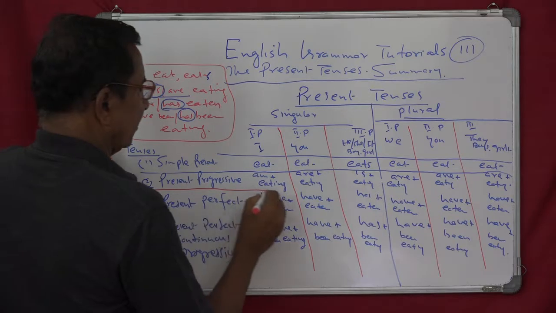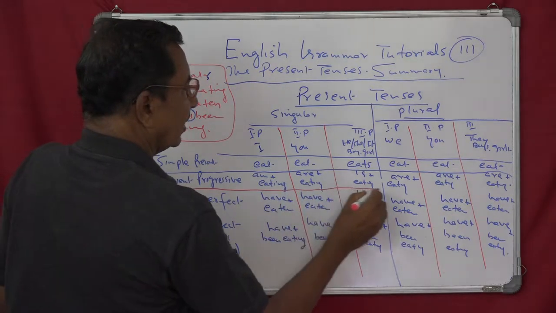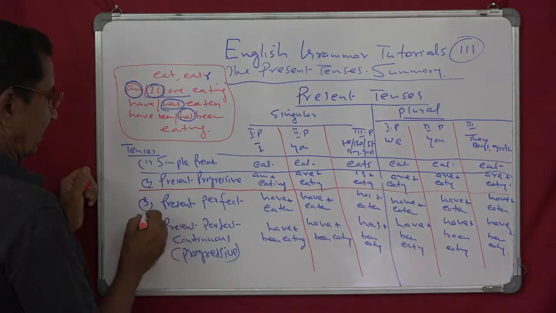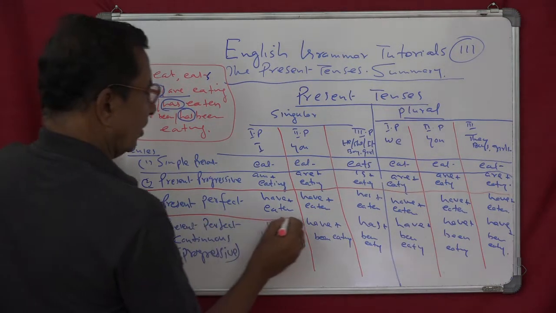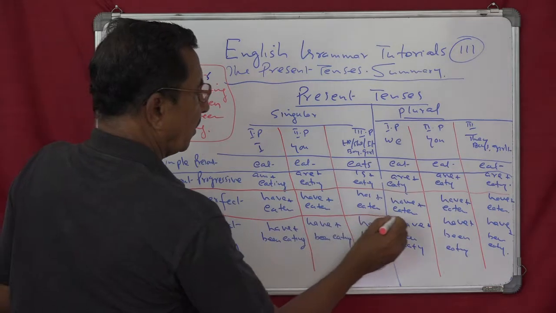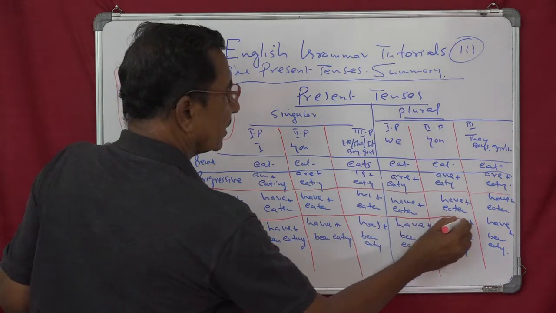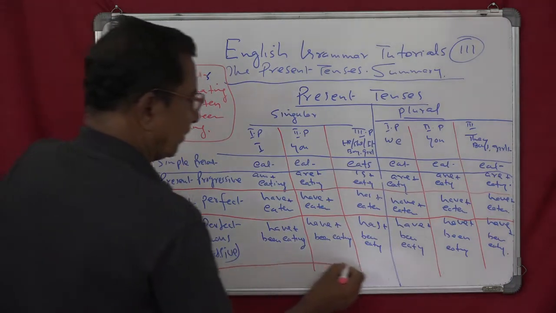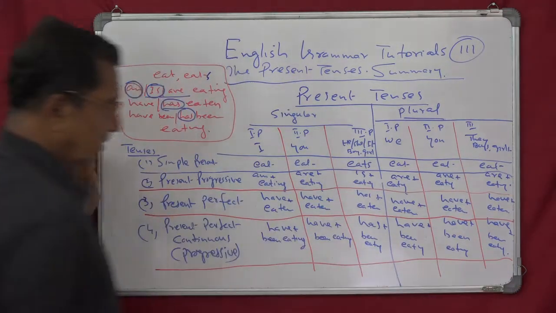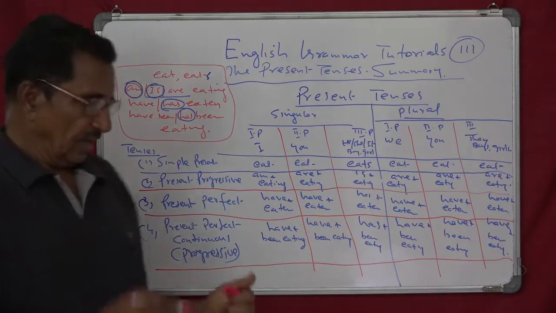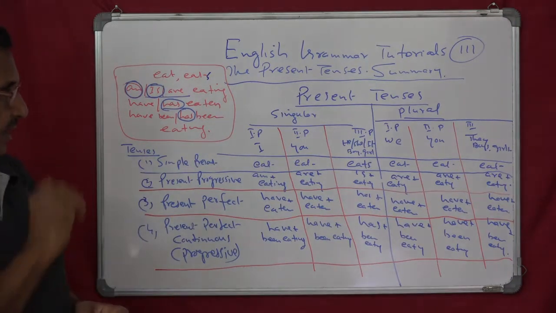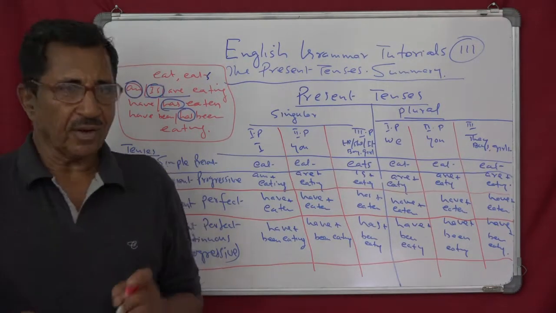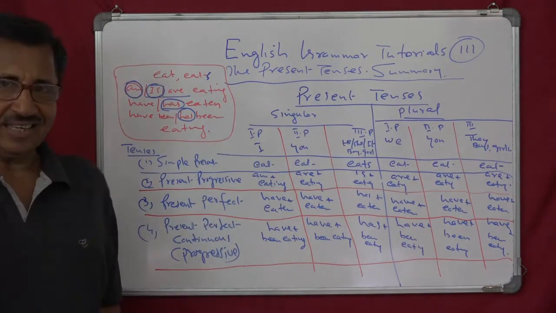Present progressive is in this way. See, this is the row for present progressive, and then present perfect. This is the row for present perfect, and then we have the present perfect continuous. So you have got all the forms, and just copy this down in just one page of your notebook, so you get all ready.